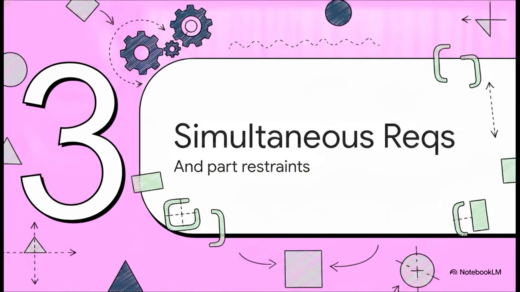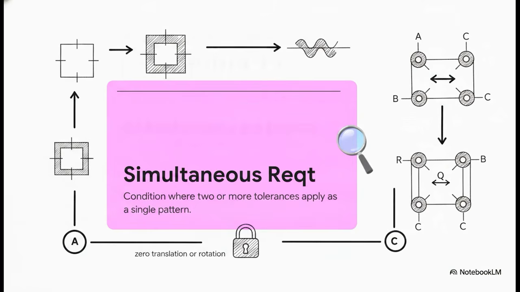Section 3. Simultaneous requirements and restraint. Now that our parts are secured, let's look at how multiple geometric controls interact. The standard introduces this really fascinating concept in paragraph 3.56 called a simultaneous requirement.